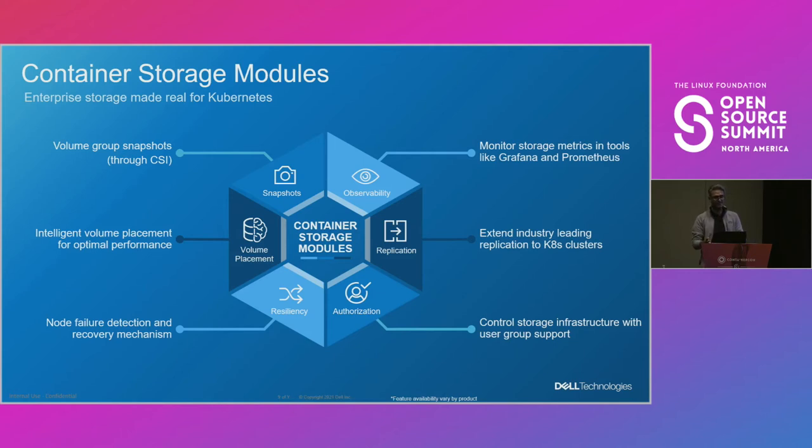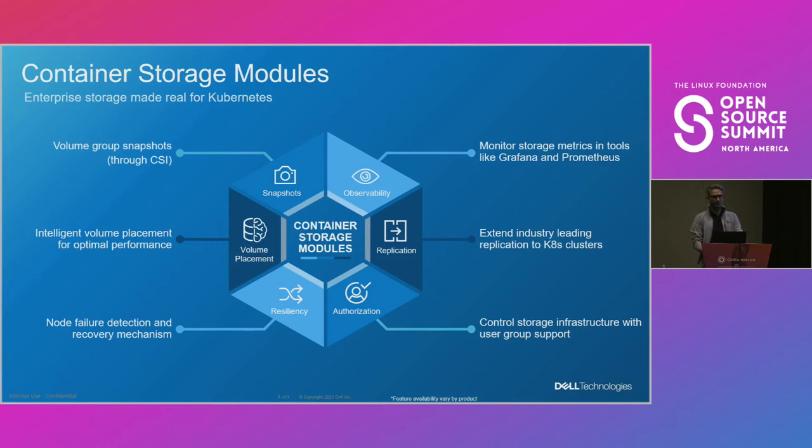From an authorization perspective, there is Kubernetes RBAC available today, but what it doesn't do is quota management. So we are plugging that gap with our authorization CSM module. You can do quota management. Storage admins can basically set up tenants, assign them a JWT token, set up a quota, and enforce that quota for those tenants.